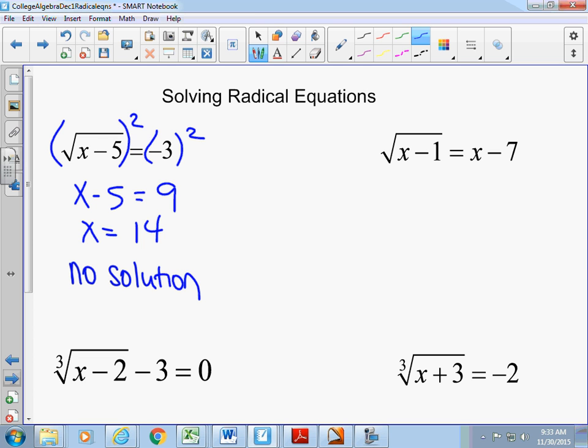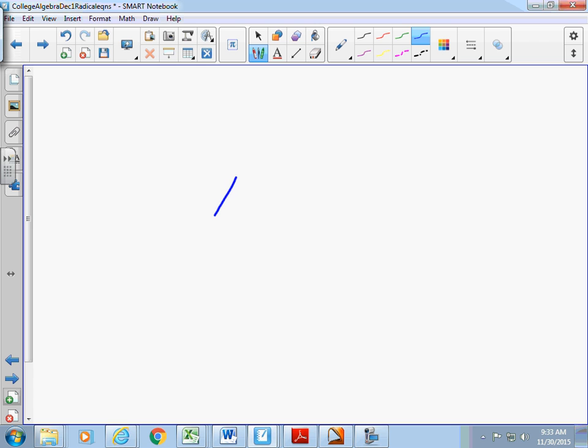So graphically, if we were to graph the square root of x minus 5, it looks like that, right? Negative 3 is down here. Where do those intersect? They don't. I heard a lot of plus or minus. Let's side note because we need to make sure we really understand where that's coming from.